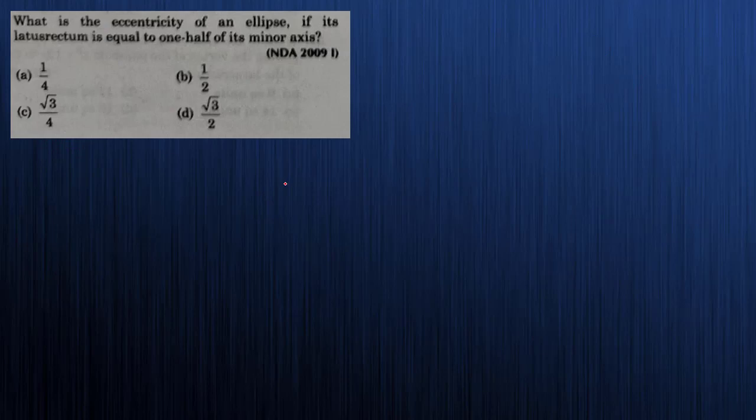Next, what is the eccentricity of an ellipse if its latus rectum is equal to 1/2 of its minor axis? Okay, so latus rectum we have already seen. What is latus rectum in the ellipse? It is 2b square by a. It is equal to 1/2, that is a half of its minor axis. Who is the minor axis? It is the smaller one, it is 2b. Minor axis is 2b. So this is my ellipse, and this part is my minor axis, which is 2b.